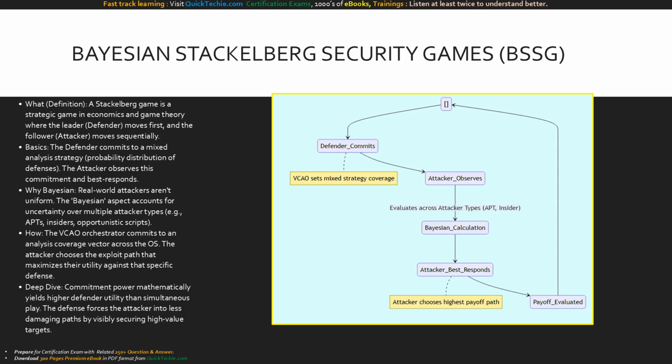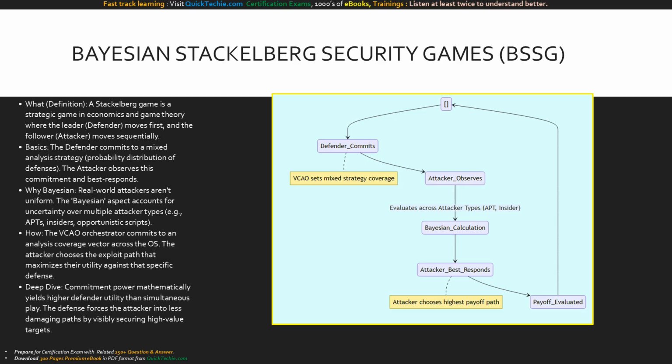But why is it Bayesian? Because in the real world, we don't face just one type of attacker. We face APTs, insiders, and opportunistic scripts. The Bayesian formulation mathematically models this uncertainty across multiple attacker profiles. The deep dive realization here is commitment power. By moving first and committing to a defense, the defender mathematically guarantees a higher utility than if both sides moved simultaneously. We systematically channel the attacker toward less damaging paths.